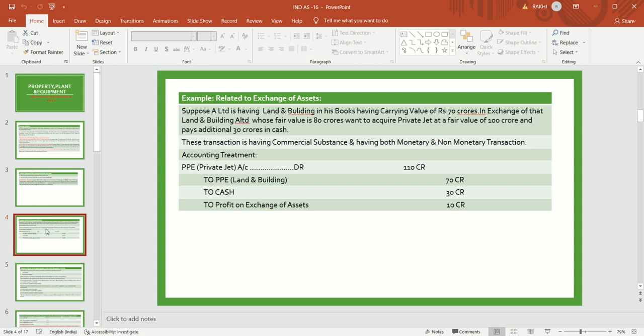And if there is any difference between PPE and cash, that is 100 crores and 110 crores, that is to be recognized in the profit and loss as profit on exchange of asset, because any surplus is to be credited to the P&L account.